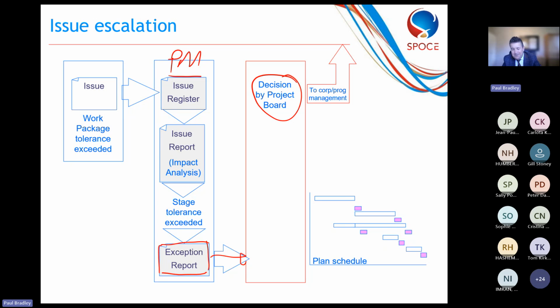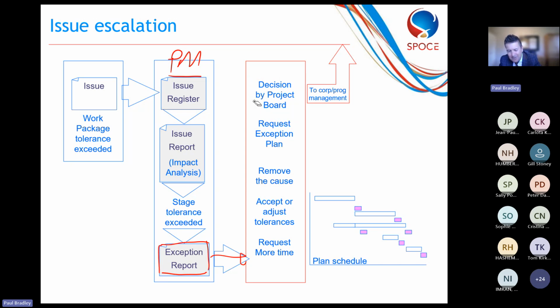If the exception is so big that it's exceeding the project tolerances, then it needs to go up to the next level, to corporate management. Otherwise, there's a few things that could happen at this point. It could well be that the project board say, look, we understand what the problem is, and I want you to create an exception plan for me. That exception plan is going to cover the point from where we're at the moment to the rest of the current stage.